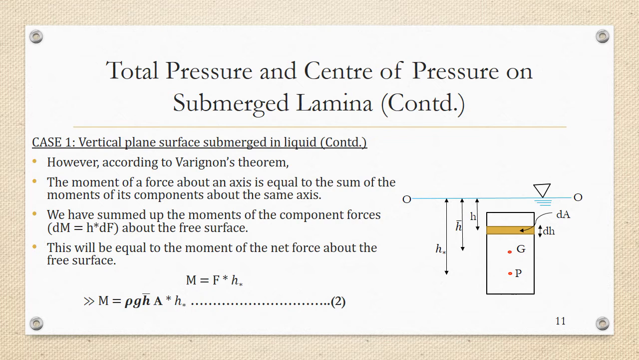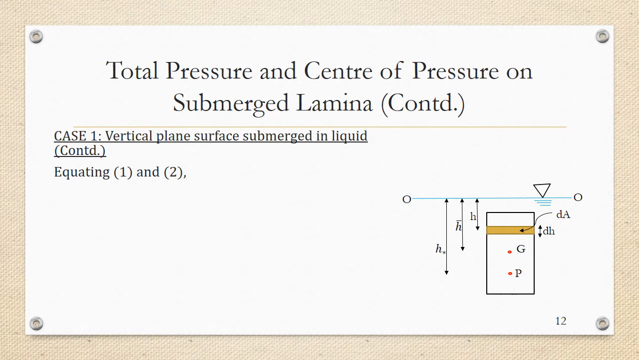So initially we added up the moments of the small dFs about the O axis and found out the moment as rho g into IO. Now, in another slide, we found out the moment of the net force about the free surface. These are equivalent according to Varignon's theorem, and so we are going to equate equations 1 and 2. Equating equations 1 and 2, we will get rho g IO is equal to rho g h bar into A into h star. The common terms can be cancelled off. You will get h star, which is what we are looking for, is equal to IO divided by A h bar.